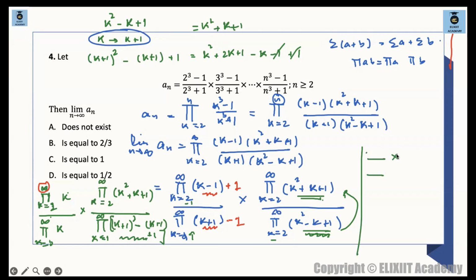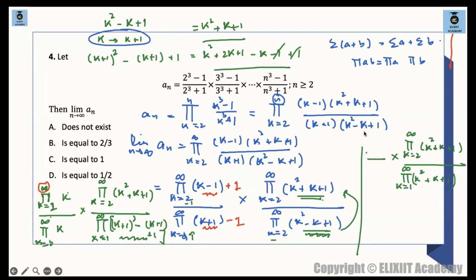This part will become the product of k is equal to 2 to infinity of k square plus k plus 1, divided by the product of k is equal to 1 to infinity, same thing, k square plus k plus 1. I have said after replacing k by k plus 1, you are getting the same thing. I have shown the proof over here. You will get back k square plus k plus 1 only, right?